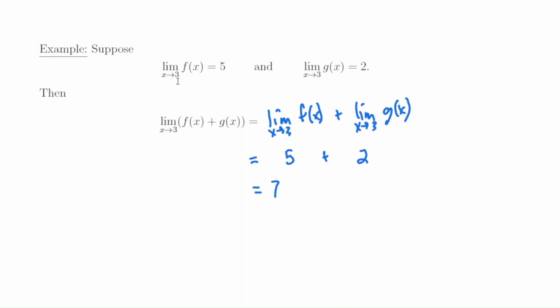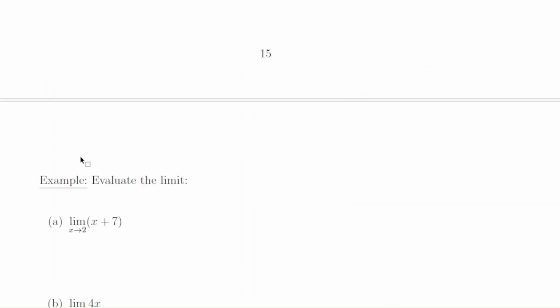If the function f has the property that as x gets close to 3, the output values get close to 5, and if as x gets close to 3, the output values of g get close to 2, well, then what are the output values of f of x plus g of x going to get close to? Well, they'll get close to 5 plus 2. Okay, and so it makes sense.